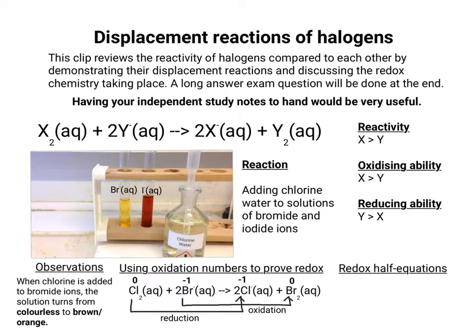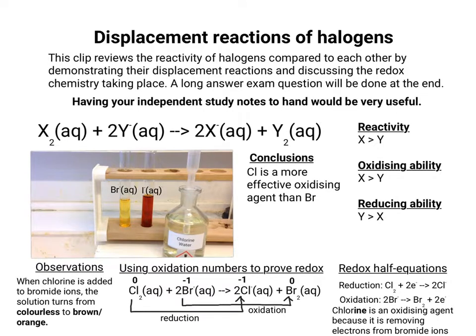So if it increases in oxidation number, it's an oxidation. If it goes down in oxidation number, it's a reduction. So that means that chlorine is undergoing reduction and bromide is undergoing oxidation. So what we can now do is write a redox half equation to represent each half of that complete reaction, the reduction half and the oxidation half.